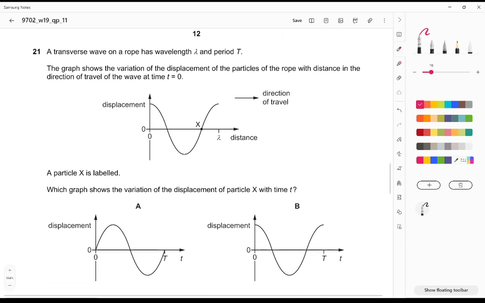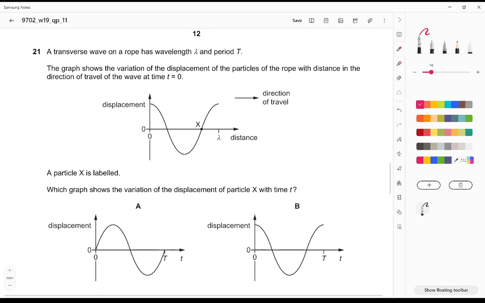Next part, the transverse wave on a rope has a wavelength lambda and period T. The graph shows how the displacement of the particles of the rope varies with the distance in the direction of travel of the wave at time t equals 0. Okay, so the particle X is already labeled to us, and this is time 0.